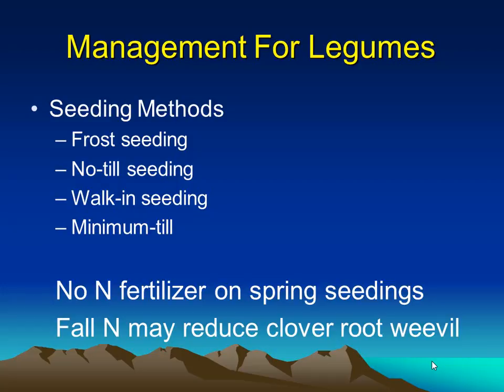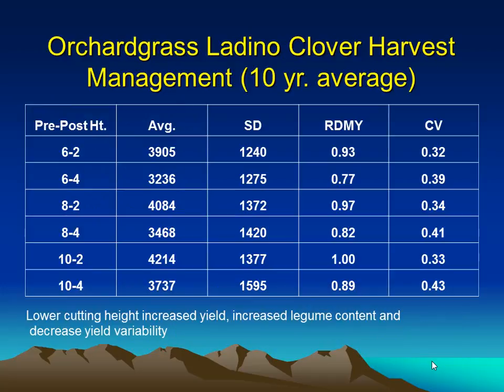Different ways of seeding legumes: frost, no-till, walk-in, minimum. Bottom line, no fertilizer on spring seedings. Okay? No nitrogen fertilizer on the spring seed. If you have DAP and you're wanting to put phosphorus on, don't worry about the little bit of nitrogen in DAP, but put it on in the fall because it might actually be beneficial in terms of reducing the risk of clover root curculio. That's our major insect pest of clovers.